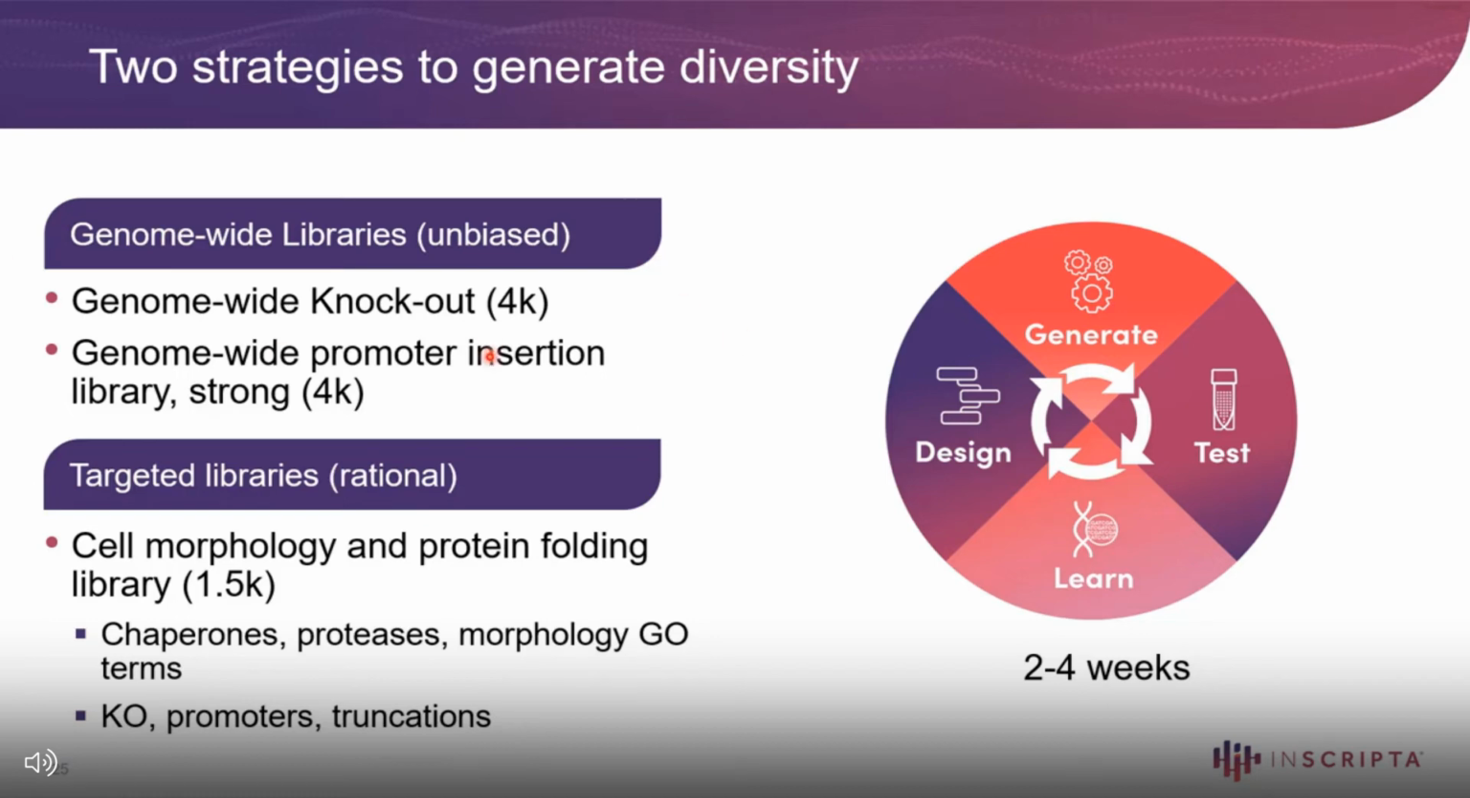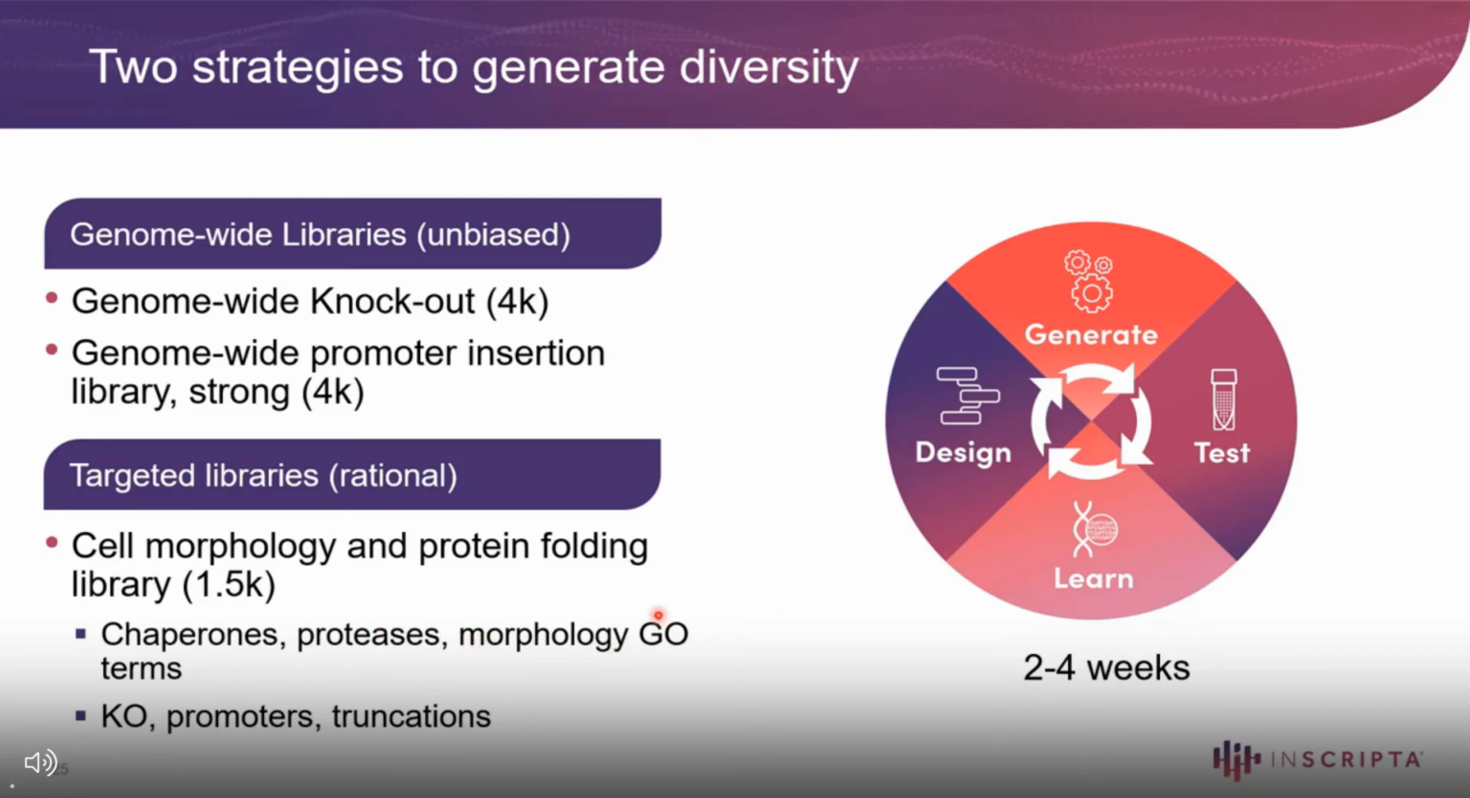Again, just genome-wide. Then we had a targeted library. The one targeted library that I'm going to talk about is what we're calling a cell morphology and protein folding library. What was targeted was various different chaperones that can have an impact on the folding of proteins, proteases that obviously can have an impact on the expression of the protein because your heterologous protein can be degraded by host proteases, and then genes that are involved in morphology of the cell.